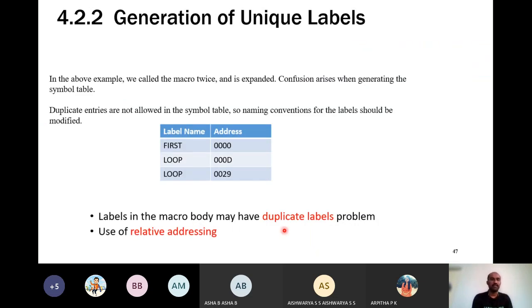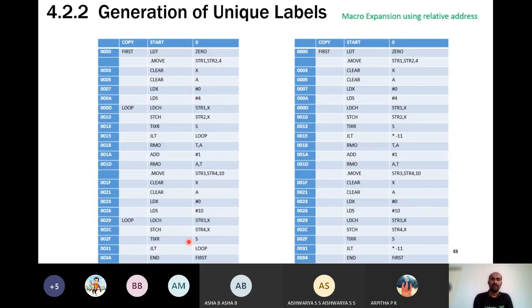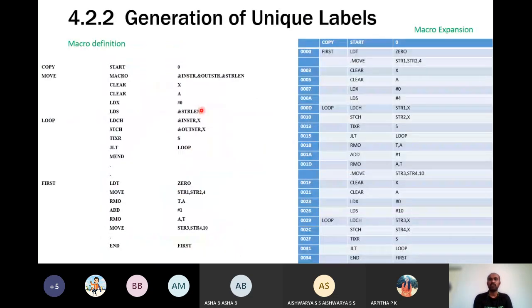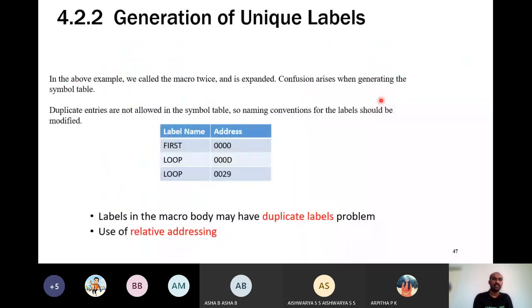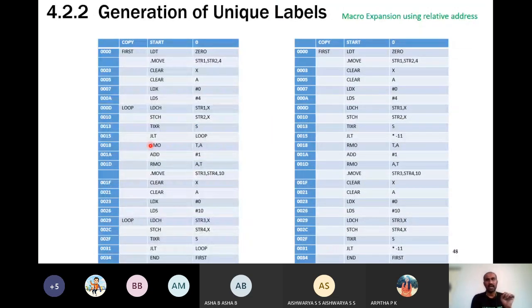There are two solutions. The first, let us take up relative addressing, which is the JLT minus values and plus values you mentioned. The problem is duplicate labels, and we solve it by using relative addressing. Here is an example. This is my previous macro expansion, and I am converting it such that I am not going to use loop as a label, because in this JLT loop my perspective is that it has to jump back to here. So I'll use relative addressing.